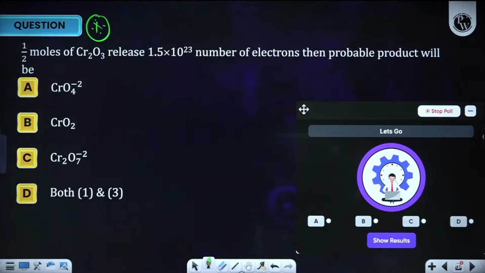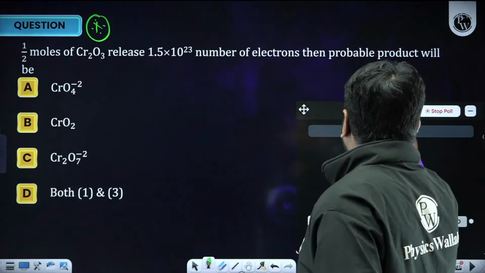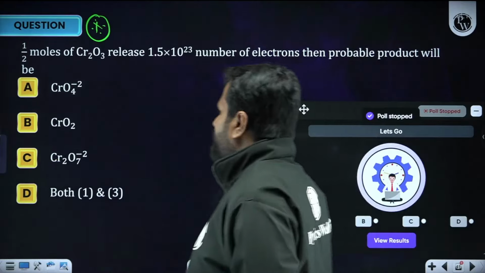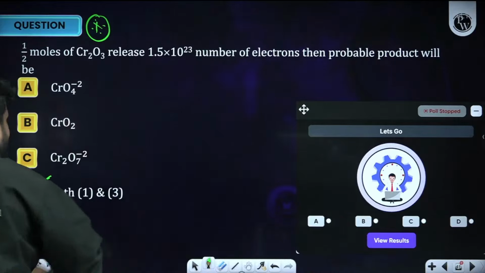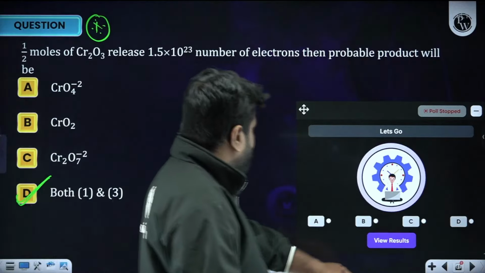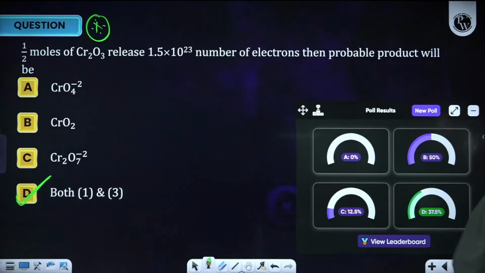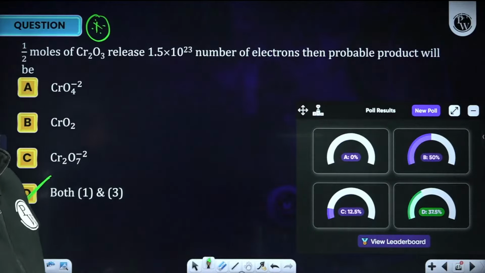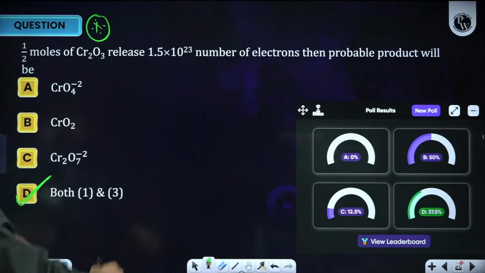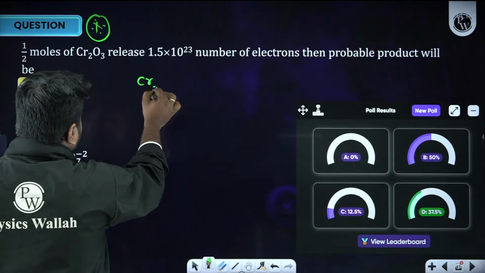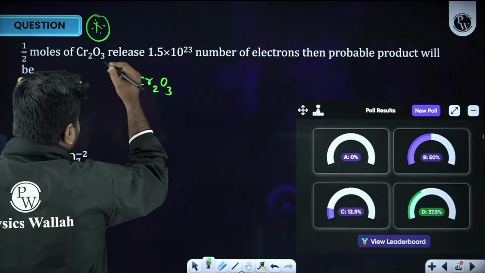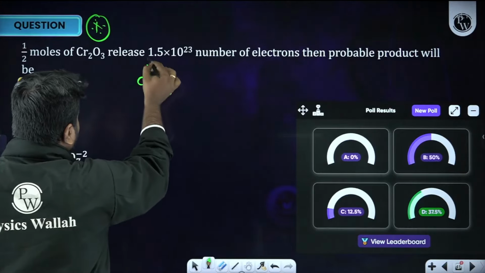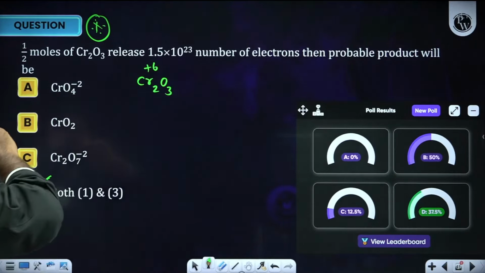Option B. So what is the correct answer? The correct answer will be option D. How? First calculate, if I take Cr2O3, what is its oxidation state here? +3.